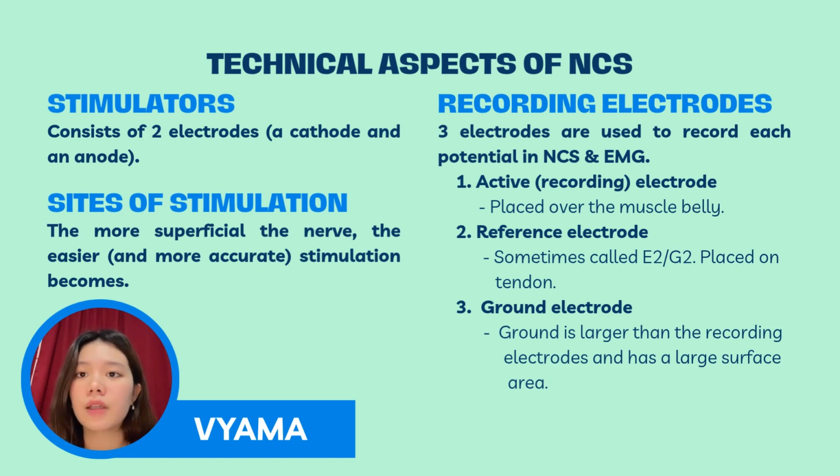Technical aspects of the NCS. Stimulators consist of two electrodes. We have a cathode and an anode. Site of stimulation: the more superficial the nerve, the easier and more accurate the stimulation becomes.